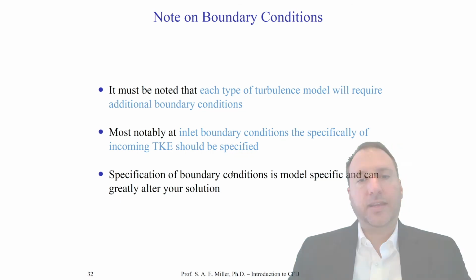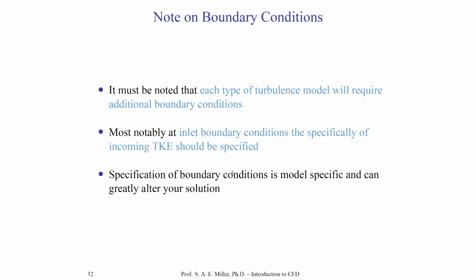Now, notably, at the inlet boundary conditions, we would typically have to specify incoming turbulent kinetic energy and perhaps dissipation based on the energy and some length scale. This can be very difficult. Remember, the specification of the turbulence quantities at the boundary will completely change your solution. So you can always use some default values of your solver, but I recommend thinking about the incoming turbulence to your domain and specifying it.